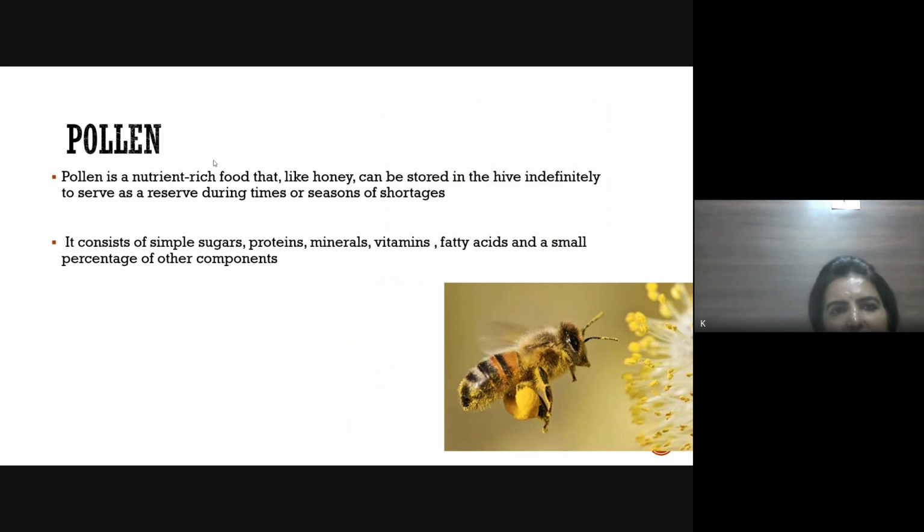Okay. It consists of simple sugars in a small quantity, but more of proteins, minerals, vitamins, fatty acids, and a small percentage of other components, trace elements. Maybe there are so many things which are not known to science yet, but there could be something very good for them as well as for humans, maybe in terms of better immunity. Or you must have heard of some film stars who use certain substances from the honeybee, which makes them look young. I'll cover that later. Okay, so these are the different things. You can go to the next slide.